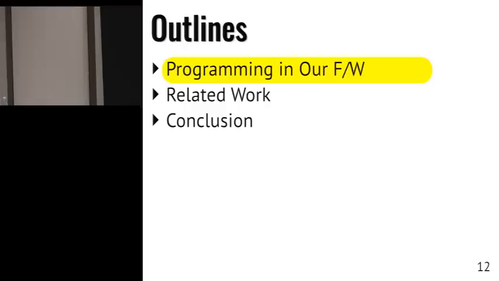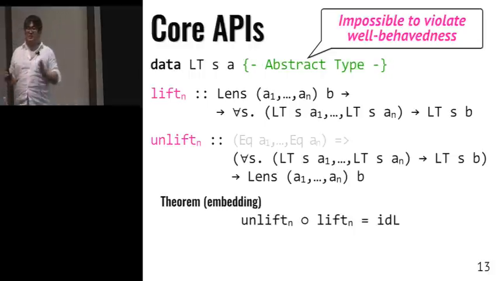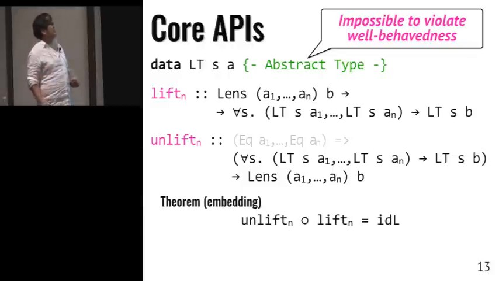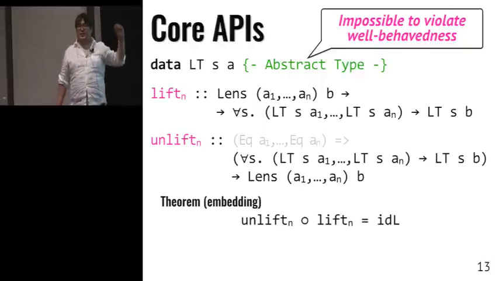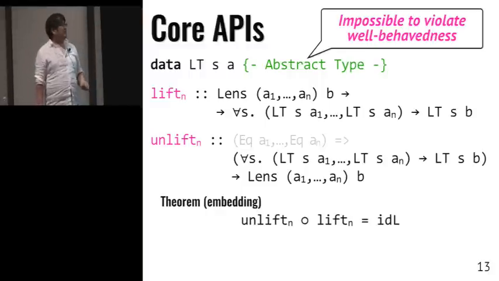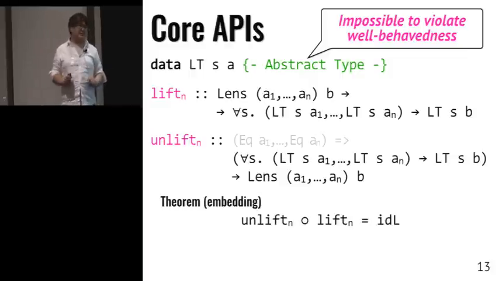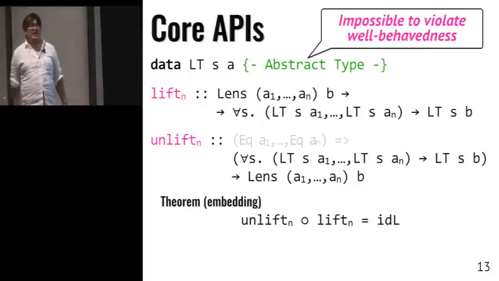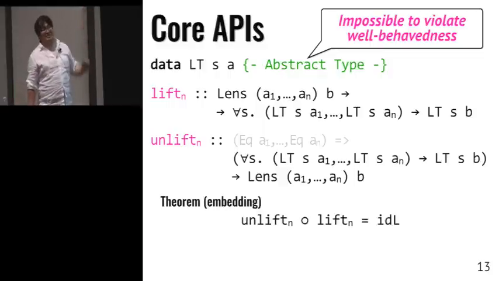From the next slide, I will explain the bidirectional programming in our framework. First of all, I will explain the core APIs of our framework. As I have explained, we provide the lift function that takes NRE lenses to produce NRE functions. Our framework also provides the unlift function, which is the left inverse of the lift function. As I explained before, these LT types represent bidirectional expressions.